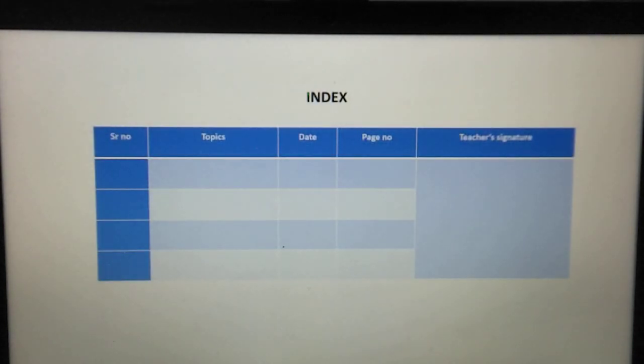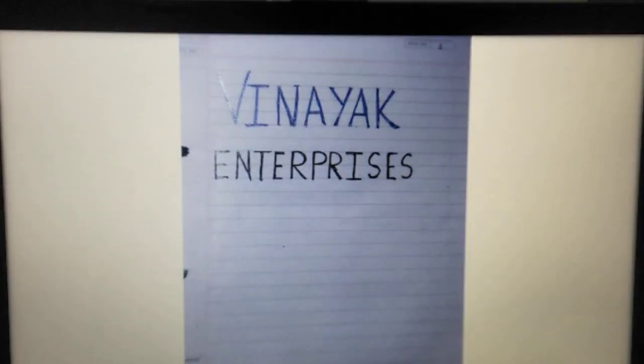Next comes the index page. In this index page, you will be making the columns in this way. First is the serial number, then the topic, then the date, page number and teacher's signature. In this teacher's signature, you will make two columns, signature of the internal teacher and the signature of the external teacher.